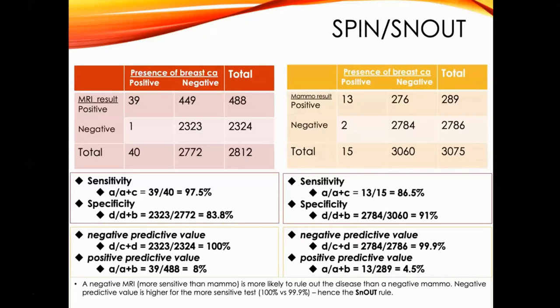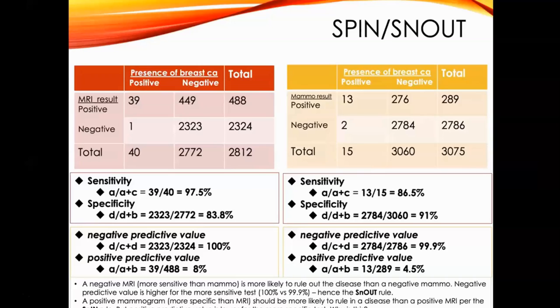And then let's talk about the spin rule, specificity rules in. So we know that a mammogram is more specific than an MRI, so a positive mammogram, which is more specific than MRI, should be more likely to rule in a disease than a positive MRI by the spin rule. But here, the positive predictive value is actually lower for the more specific test. Why is that?